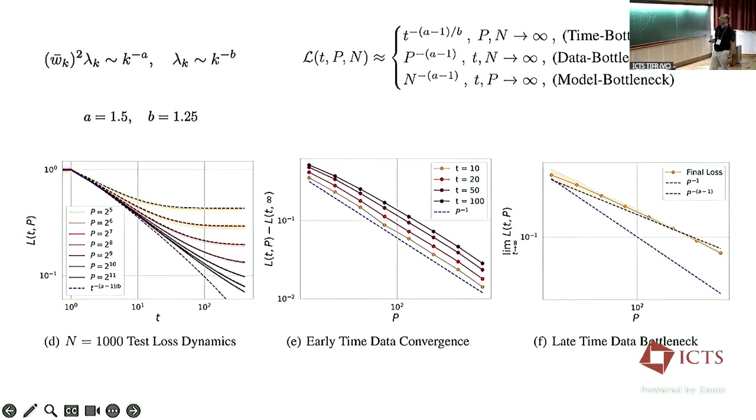A similar thing happens for P. P is the number of samples. I'm committing to a particular size and varying different data sets. This is again gradient flow. Again, early on you're scaling with 1 over P, and later on you're transitioning to a regime where P is the bottleneck.